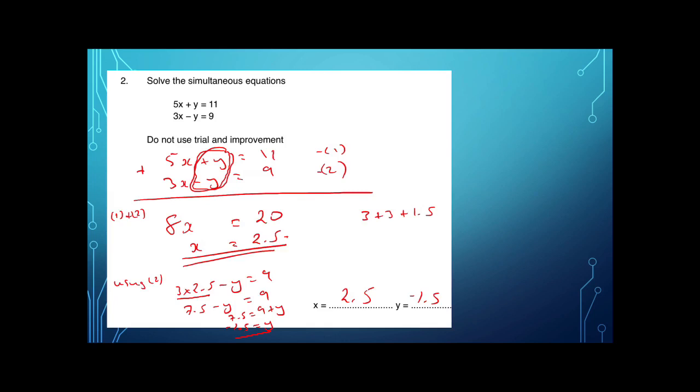Just going to check that that in fact does work by putting that into equation 1. So 5 times 2.5 add negative 1.5. Let's see what that equals. So 5 times 2.5, so that's 5 plus 5 plus 2.5, so that's 12.5 minus 1.5, and that in fact does equal 11.